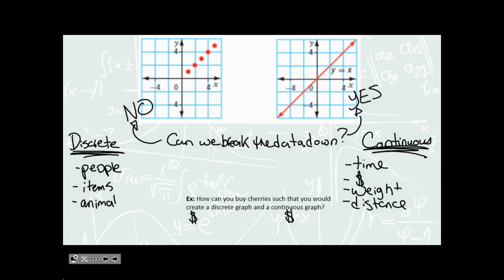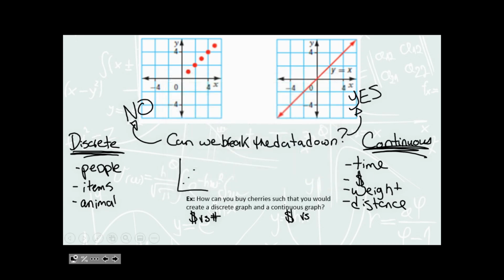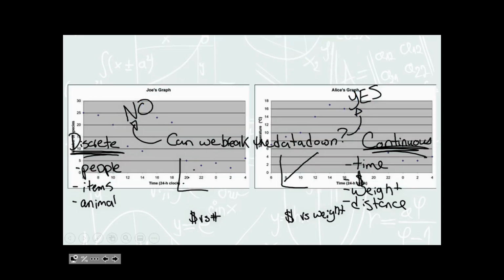So this one could be money versus the number of them, right? So one cherry, 50 cents, 2 cherries, 20 cents, 3 cherries, $1.50, whatever it is. Continuous data could be money versus, let's say, weight, right? So as I'm adding cherries, the weight's going to continue up. So that's how we can maybe buy things in two different ways, or we could represent the data differently.